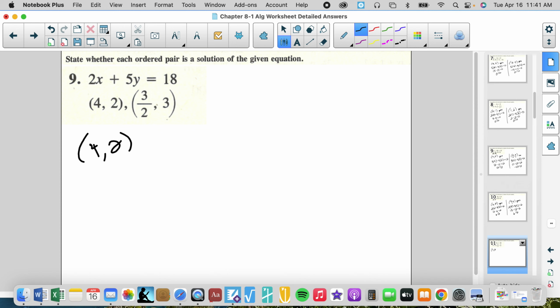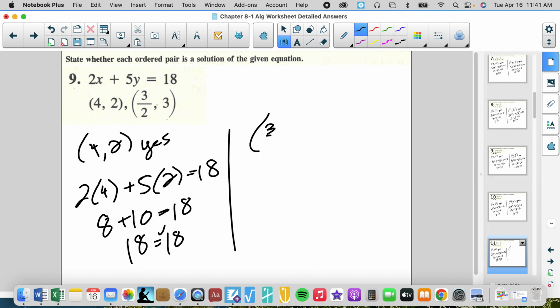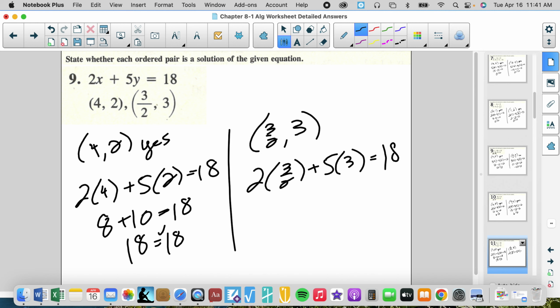4 comma 2, we're back to x and y, so 2 times my x value plus 5 times my y value equals 18. 8 plus 10, 18 equals 18. That's yes. 3 halves comma 3, so 2 times 3 halves plus 5 times 3 equals 18. That's 3 plus 15. 18 equals 18. That's also yes.